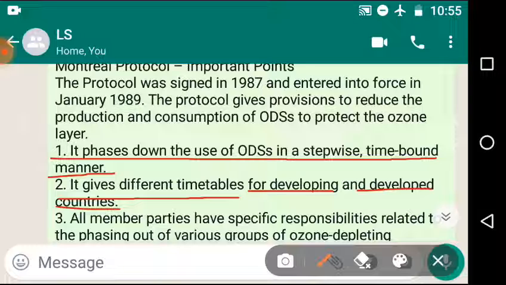So a time frame has been given, a timetable has been given, that within that period of time you have to minimize the use of these gases which are depleting the ozone layer. Okay.